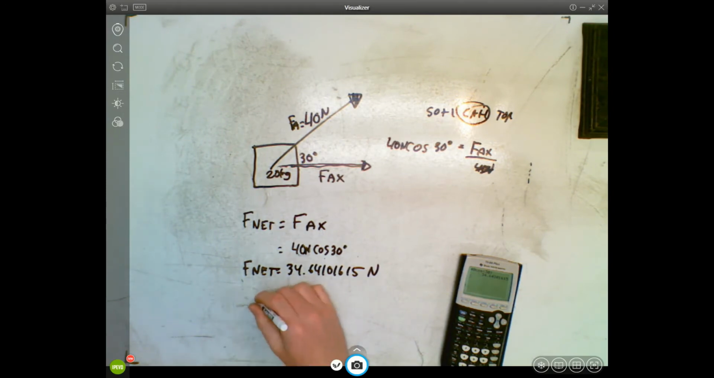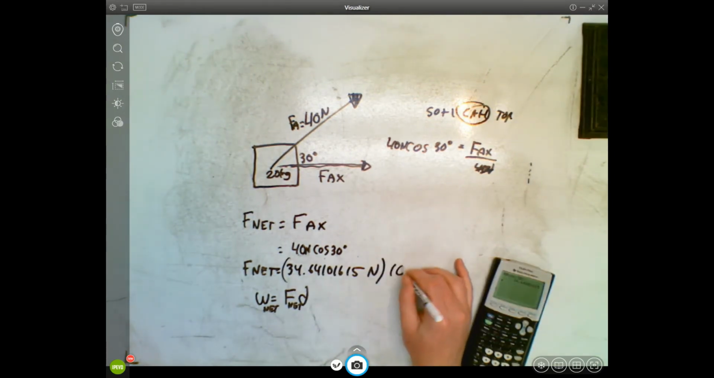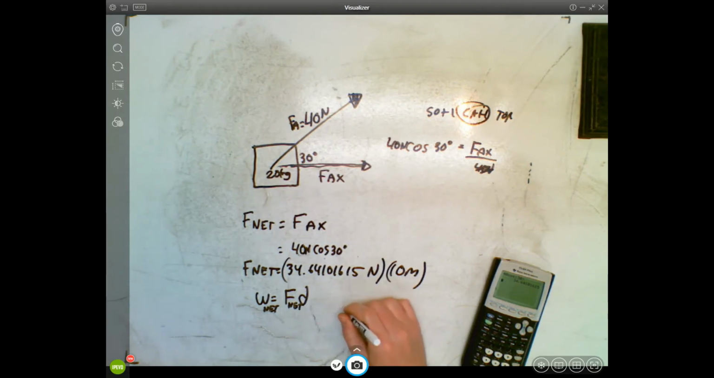So all we have to do to bring it into this unit is work, or F net, times our distance equals our net work. I take this number and multiply it by my 10 meters that I travel, and I've got 3 sig digs in the question, so it's going to be 346 joules. That's my net work.